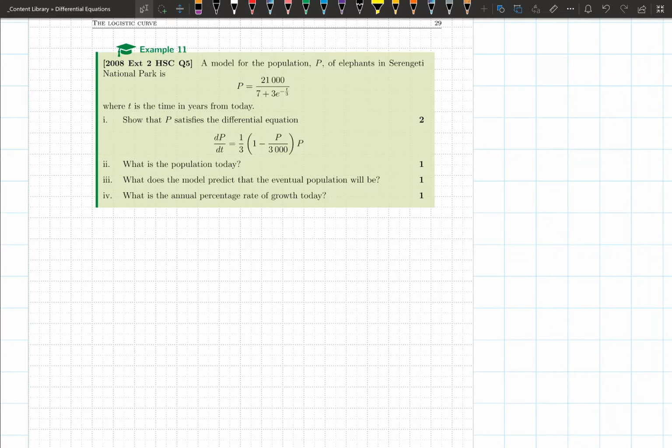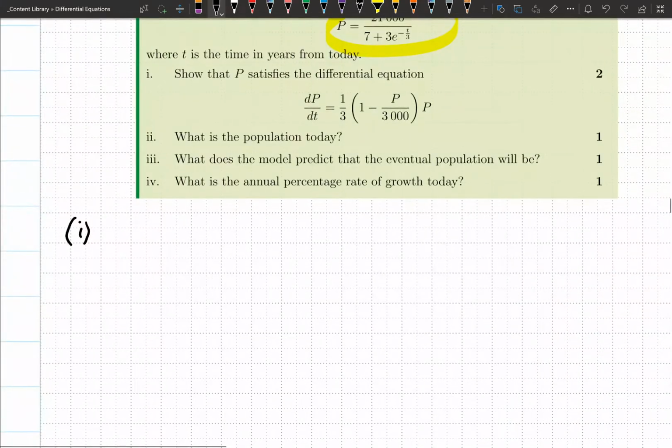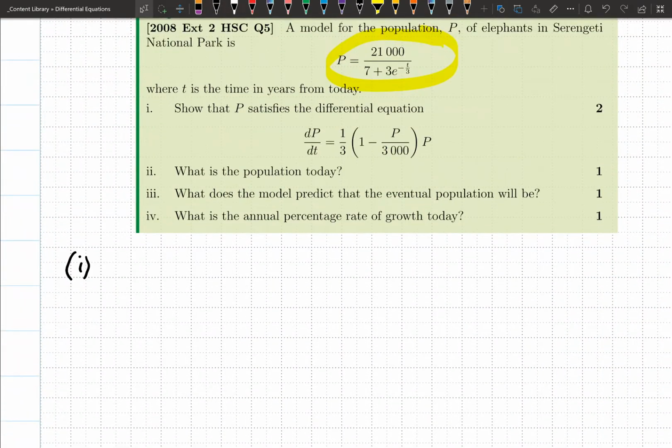The population P of elephants in the Serengeti National Park is given by the following equation, where t is time in years from today. Part i: show that P satisfies the differential equation dP/dt equals 1/3 times (1 minus P/3000) times P. How might I start doing this question?